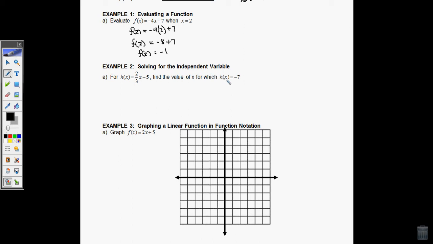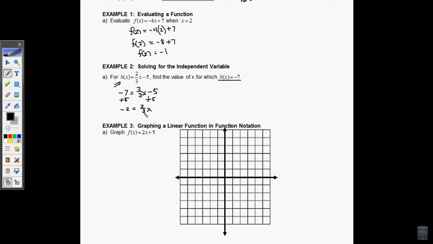So again, I still just want to substitute this into this function. So I say h of x equals negative 7, okay? So this h of x is negative 7, and that's supposed to equal 2 over 3x minus 5. It's the same thing as if this had said y equals negative 7, and I plugged it in here for the y. Same type of idea, it's just using the function notation. So what do I do to get x by itself? I have to add 5 to both sides, plus 5, and that gets me negative 2 equals 2/3 x.